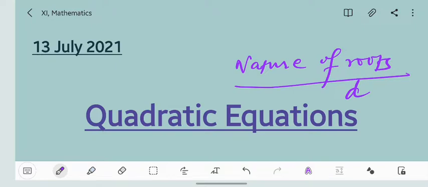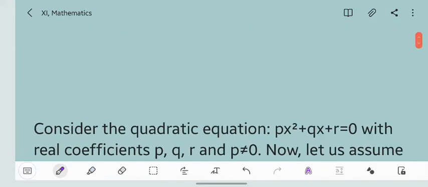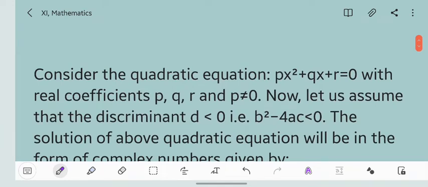You arrived at a situation where the value of D was less than 0, and then you called it non-real roots, or in other words, imaginary roots. So let us consider a quadratic equation, px squared plus qx plus r equals 0, with real coefficients p, q and r, and p not equal to 0. Now let us assume that the discriminant D is less than 0. That means the value of D, which is b squared minus 4ac, is also less than 0.